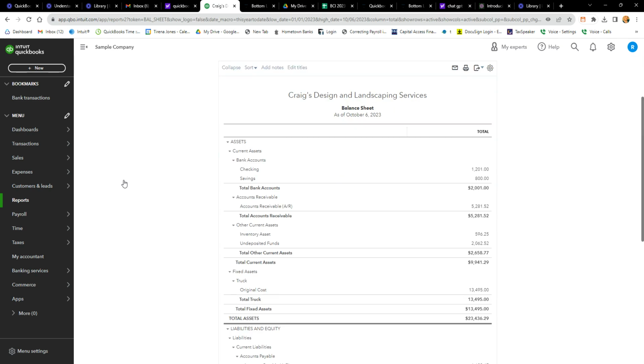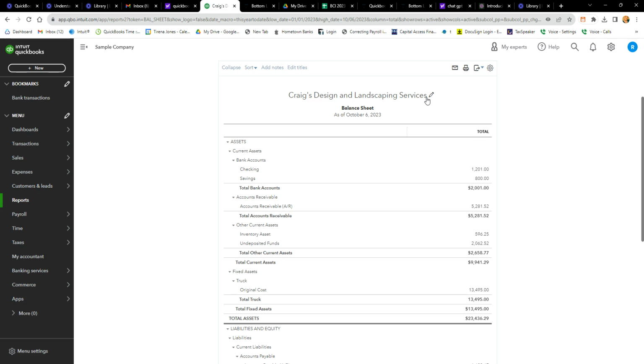So a balance sheet, let's look at the components. At the top, we always have listed the name of the entity, and so this is for Craig's Design and Landscaping Services. This is not for Craig's personal accounts. This is not for Craig's other business. This is just for Craig's Design and Landscaping Services. So that's number one. When your books are set up and you're running a balance sheet, we're just looking at the performance of this one entity, right?